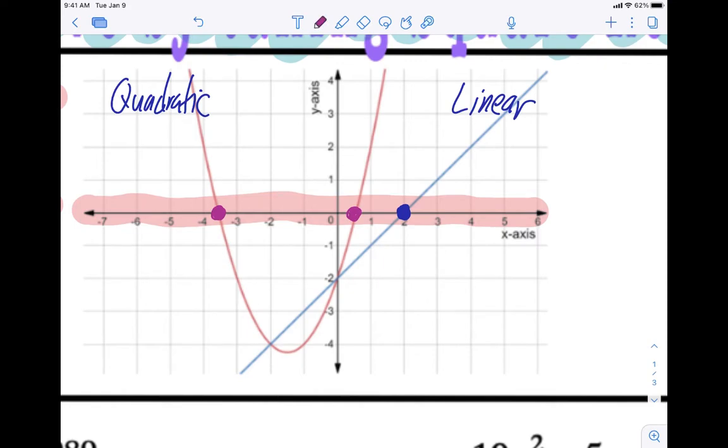And it's not a coincidence, because that's why the quadratic here is x squared, and the linear is just x, right? To the power of 1. An exponent of 1 is 1 solution. An exponent of 2, 2 solutions, right?